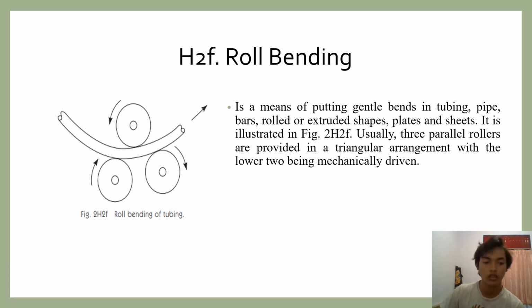Okay. The next is H2F. Roll bending is a means of putting a gentle bend in tubing, pipe, bar, rolled or extruded shapes, plates, and sheets. It is illustrated in Fig H2F. Usually, 3 parallel rollers are provided in a triangular arrangement, with the lower two being mechanically driven.